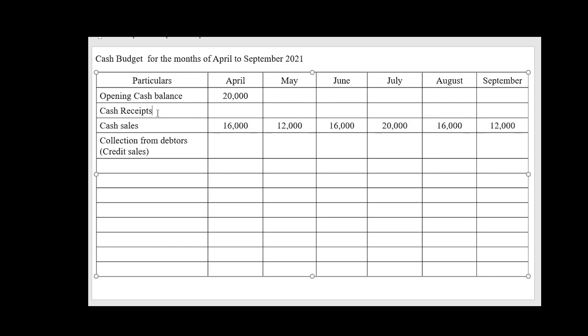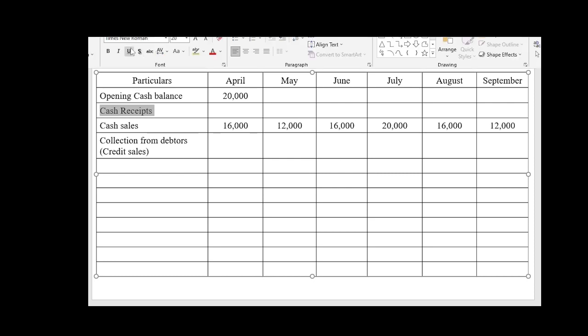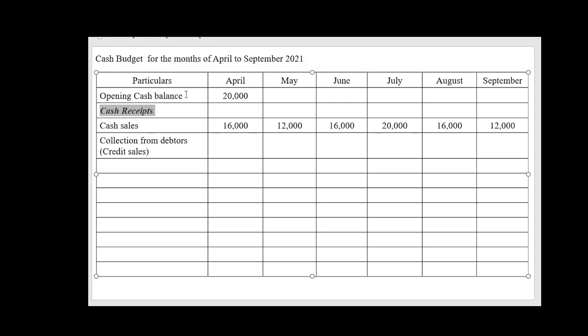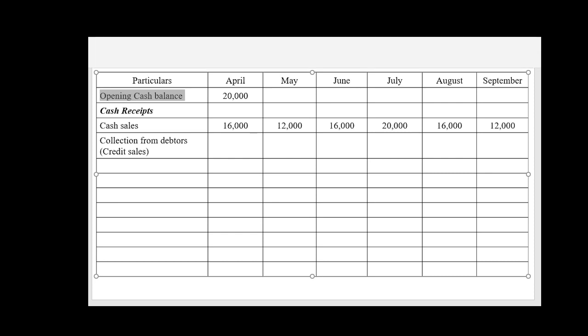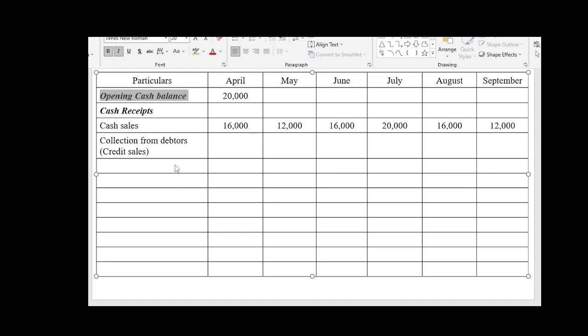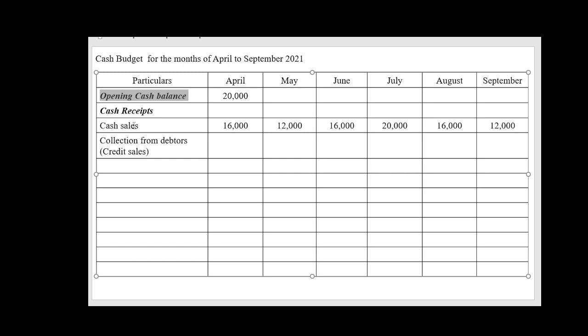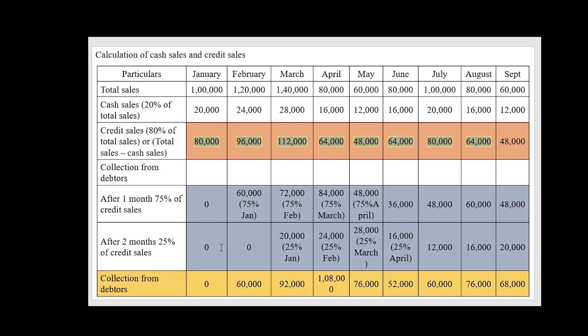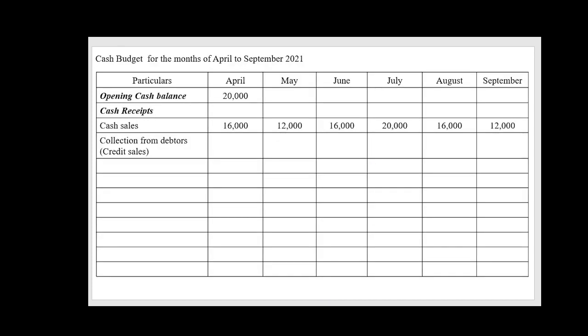Okay. So we are looking into cash receipts. We also have opening cash balance, which is directly given in the problem. Now, where else do we get the money? We get money from debtors. So how much is the collection from debtors? This last column. Again, we don't want the money for the first 3 months. We are looking into the months of April to September. This is collection from debtors, which we are going to directly take.